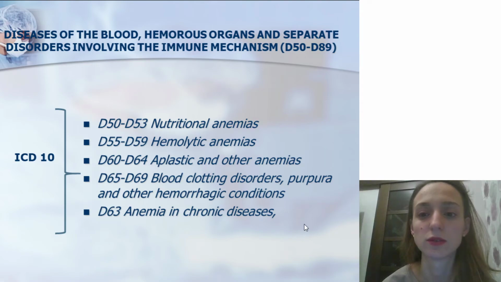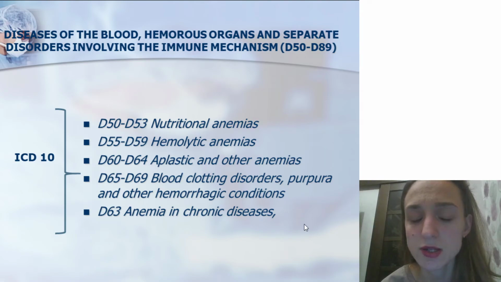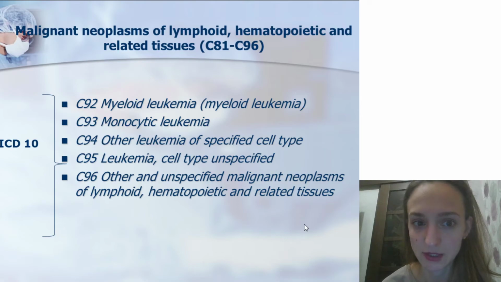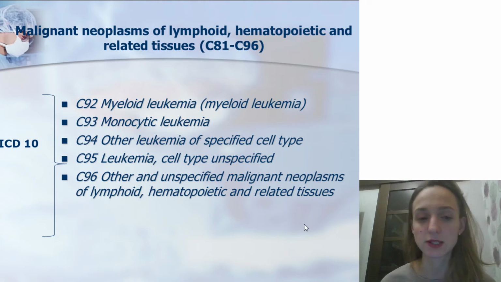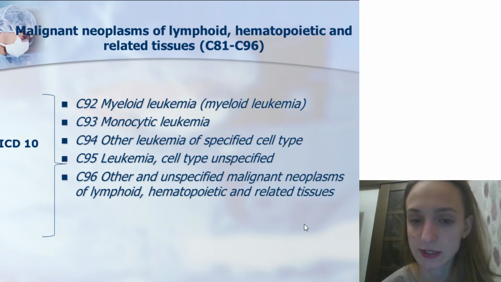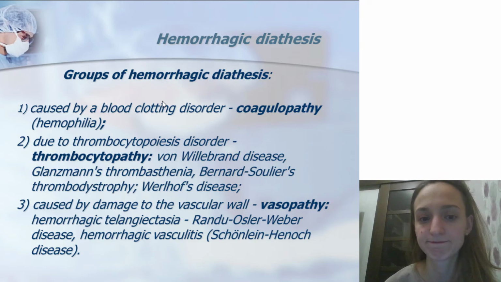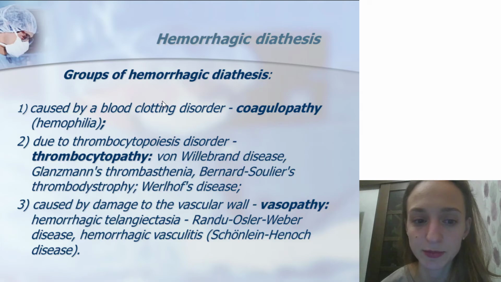I want to speak about diseases of the blood and malignant neoplasms of lymphoid, hematopoietic and related tissues. So look, please, at the classification and groups of hemorrhagic diathesis that are caused by blood clotting disorder, then due to thrombocytopenia disorder, and caused by damage to the vascular wall.